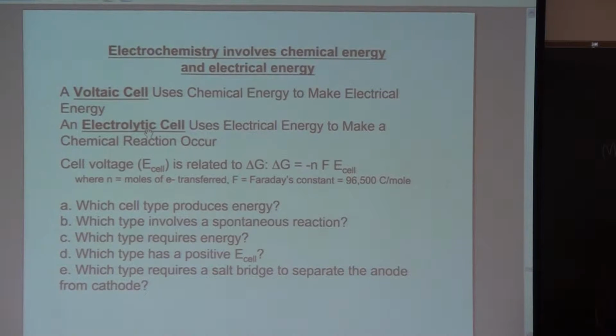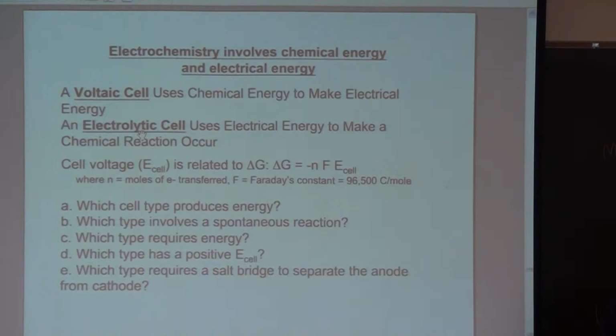Okay, so it's the eeny, meeny, miny, mo. Heads is voltaic, tails is electrolytic. So which one? Is this one or that one? So the cell type which produces energy is the... that one.